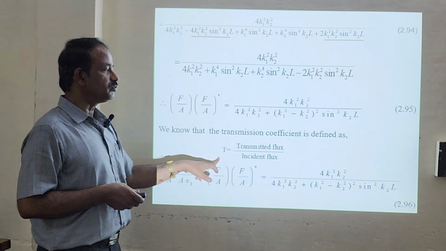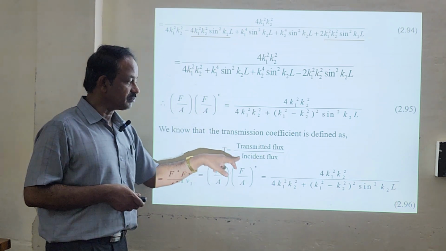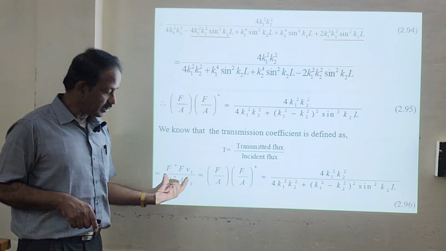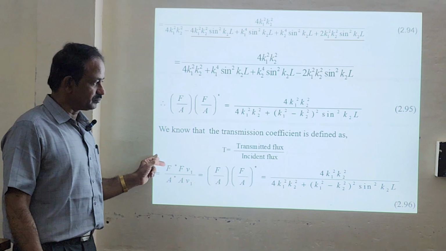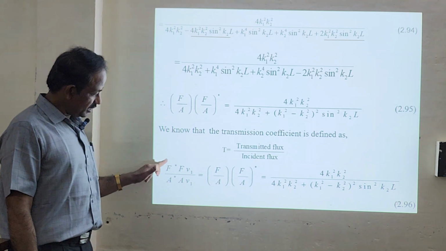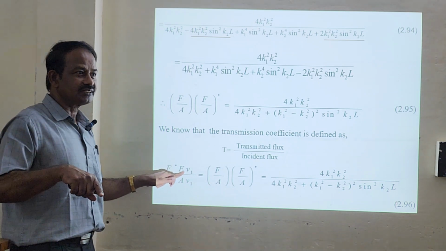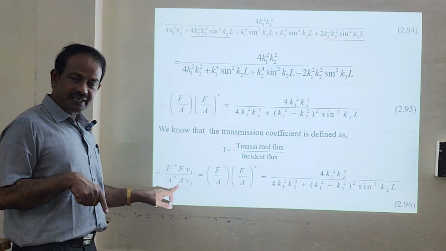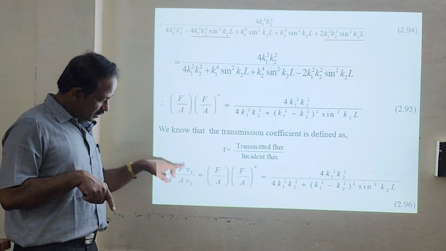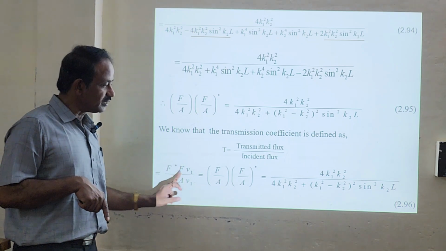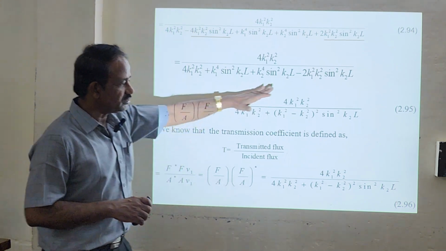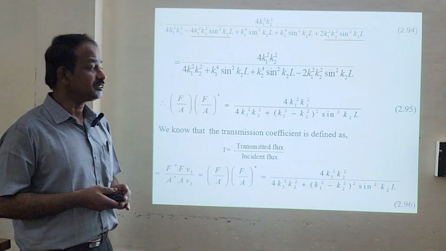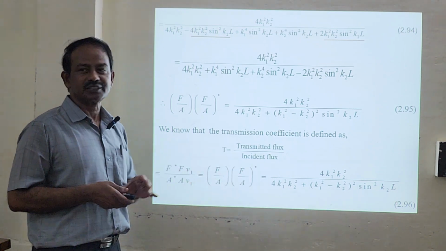Your transmission coefficient is defined as transmitted flux divided by incident flux. The actual definition for your transmission coefficient is given by f star f v1, where v1 is the velocity of the particle in the first region, divided by a star a v1 in the first region. So this is the actual definition, and v1 will get cancelled. You have this expression. This is the final expression, and it stands for the transmission coefficient, which is a very, very important expression.